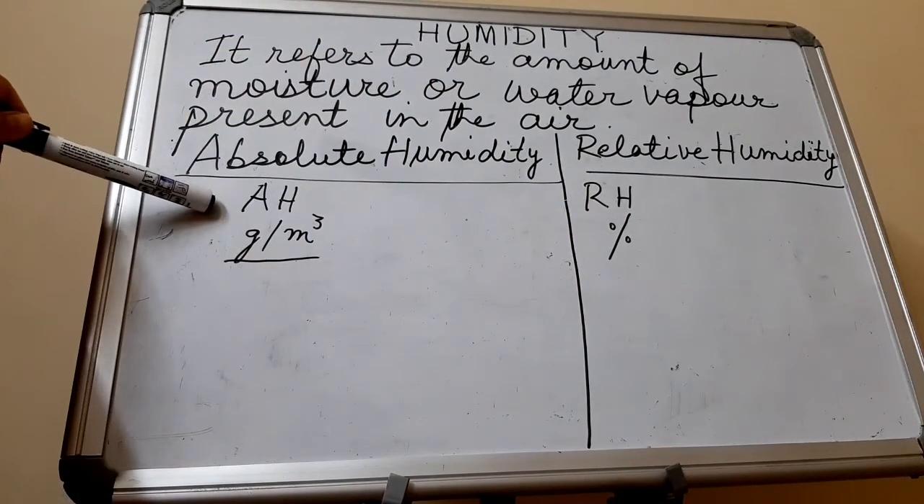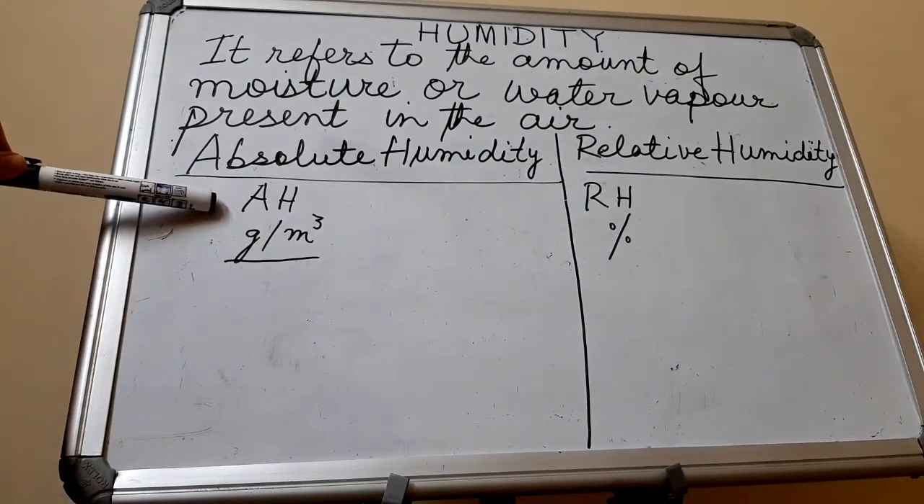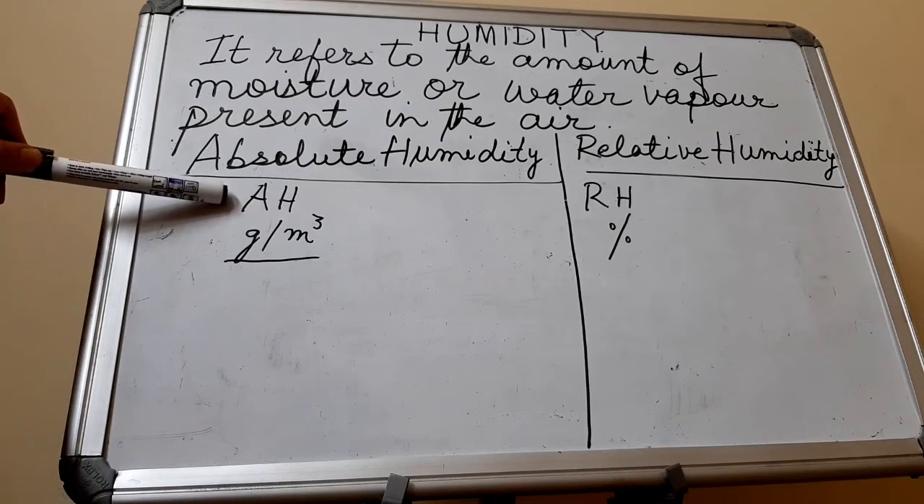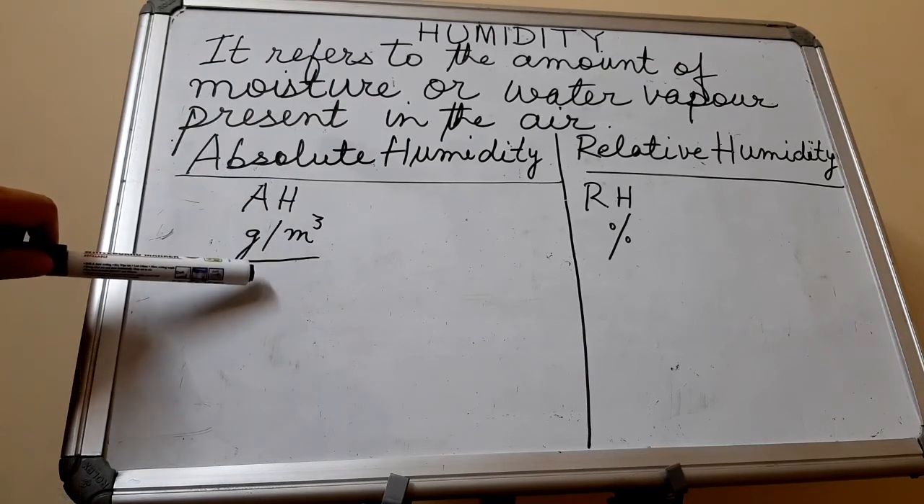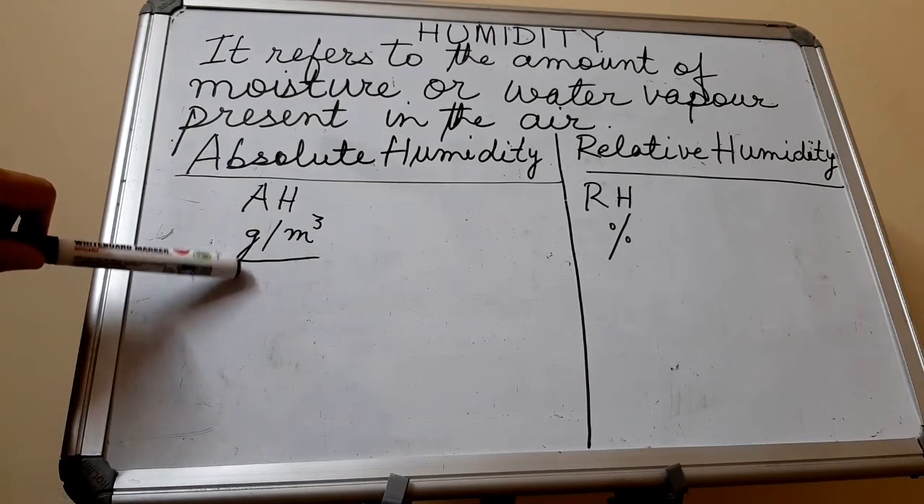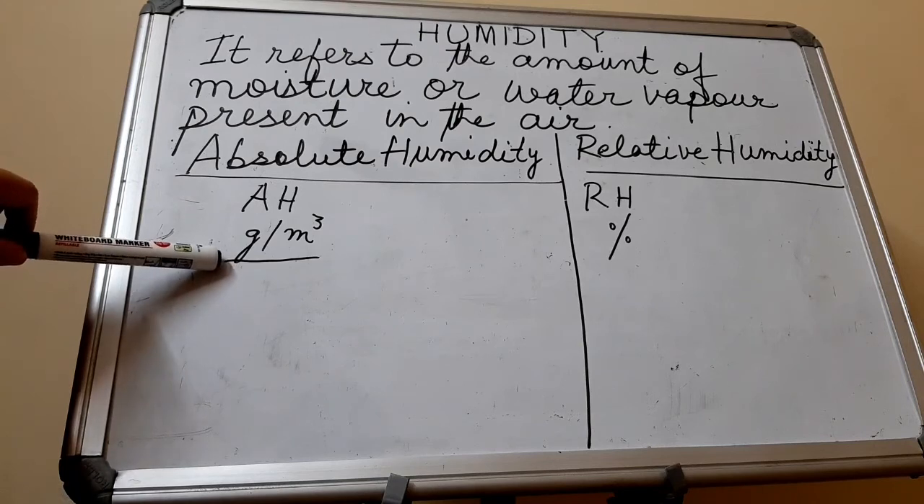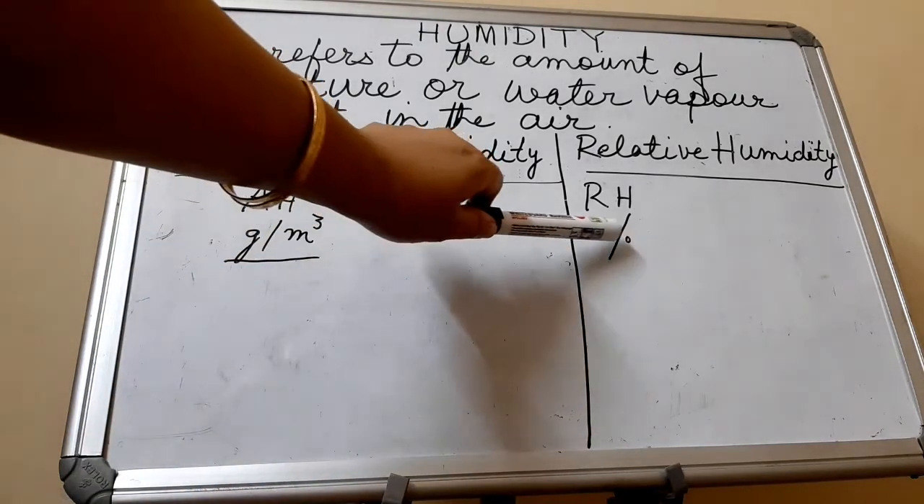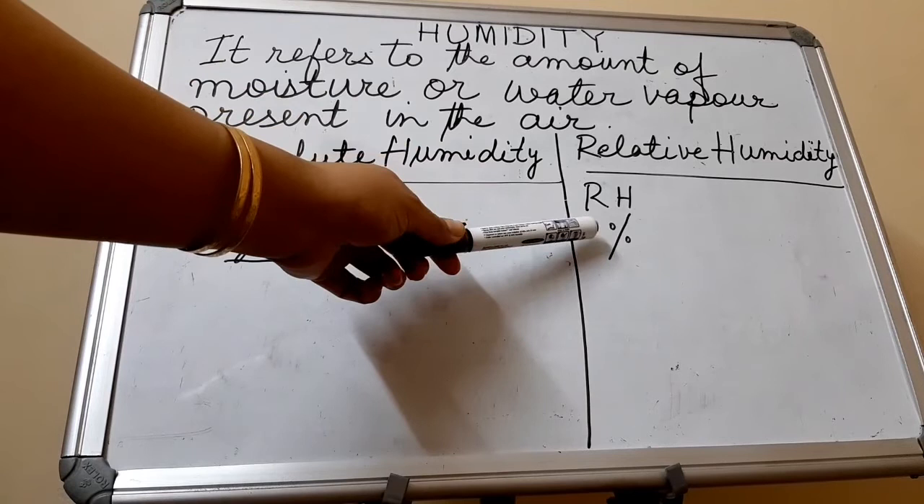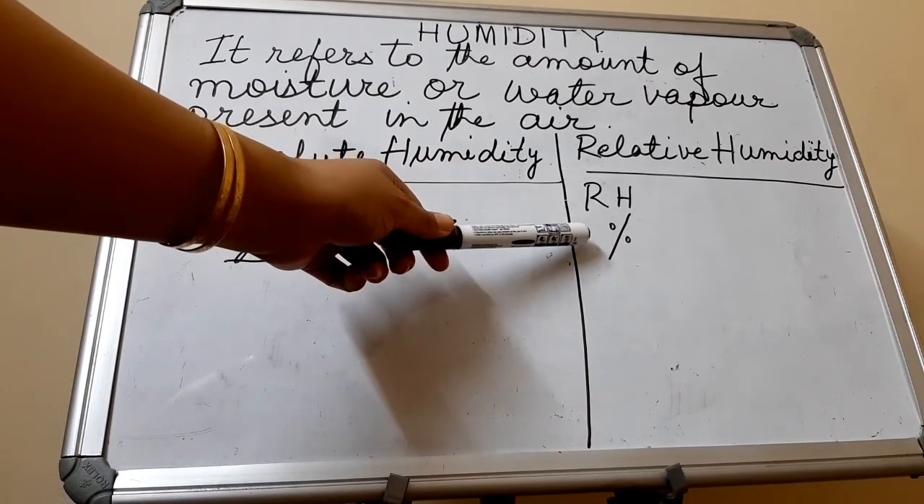Now, absolute humidity is the actual amount of water vapor present in the atmosphere. And the unit for absolute humidity is grams per cubic meter. And relative humidity has no unit because it's a ratio. It is expressed as a percentage.